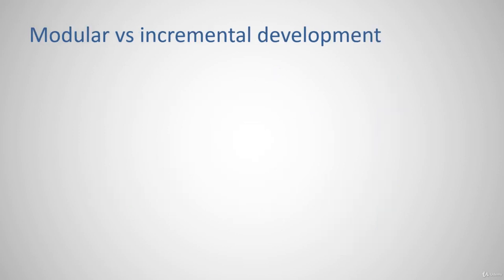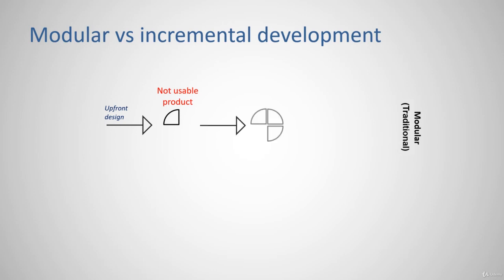Now let's compare modular development versus incremental development. As an example, let's suppose that our customer wants a ball to play. In modular development, you build different parts of the product that are not usable. You assemble them in phases until all parts are integrated together and the product is ready to use.